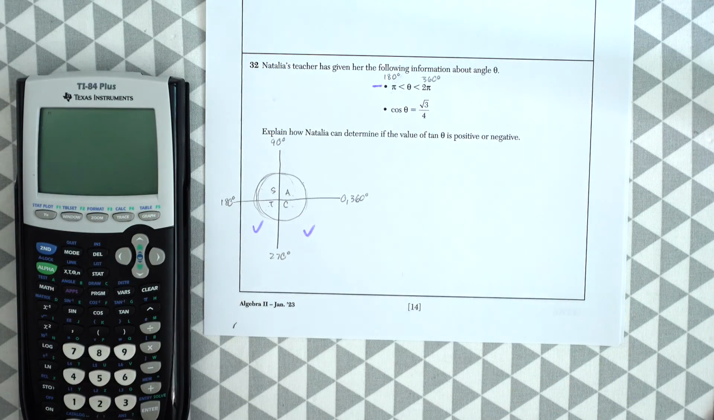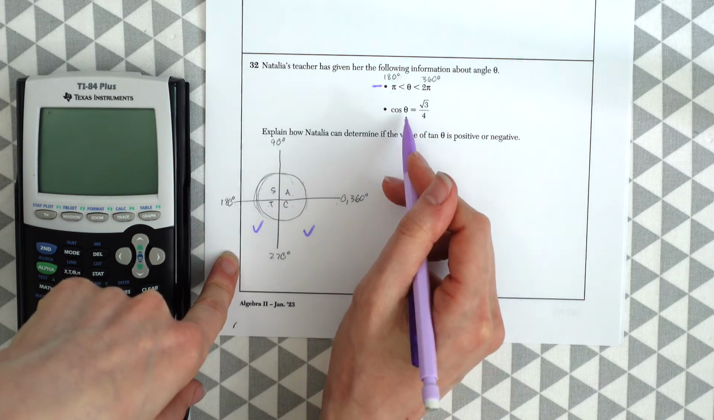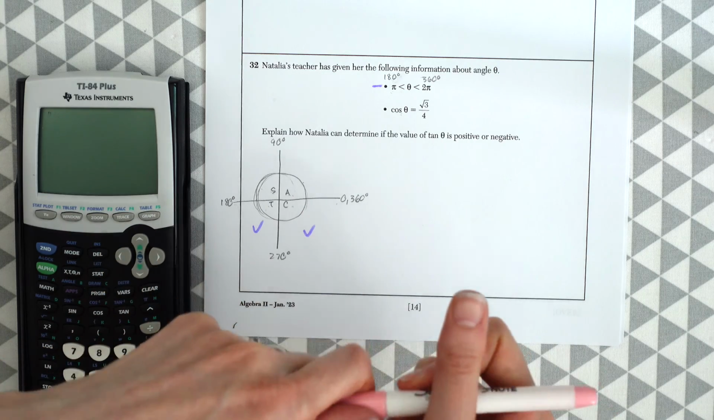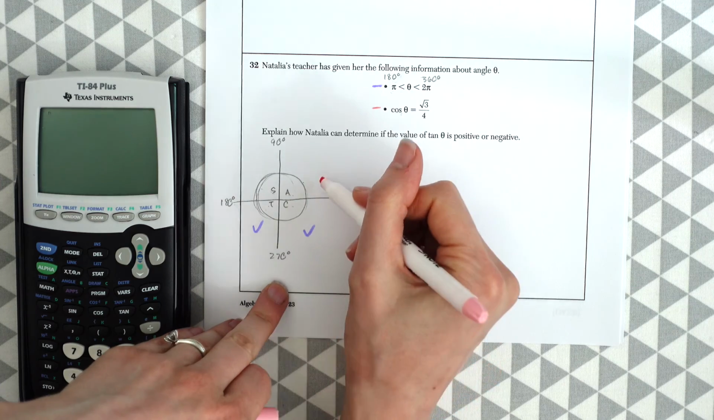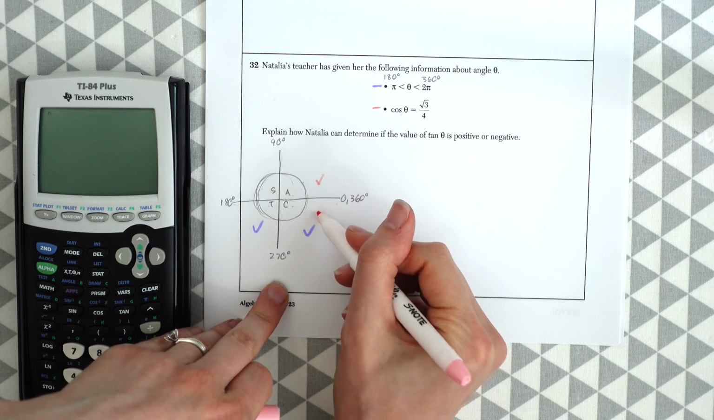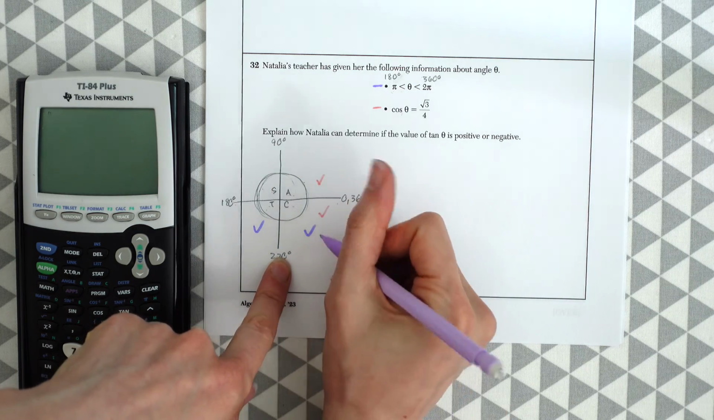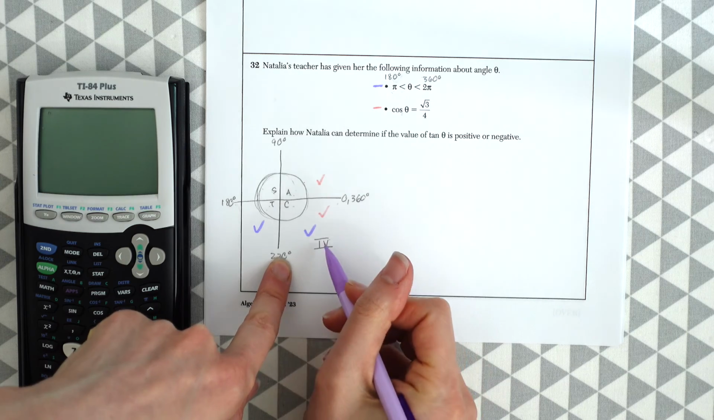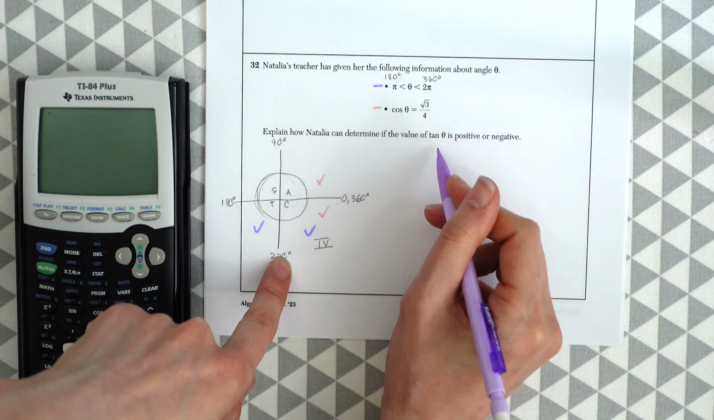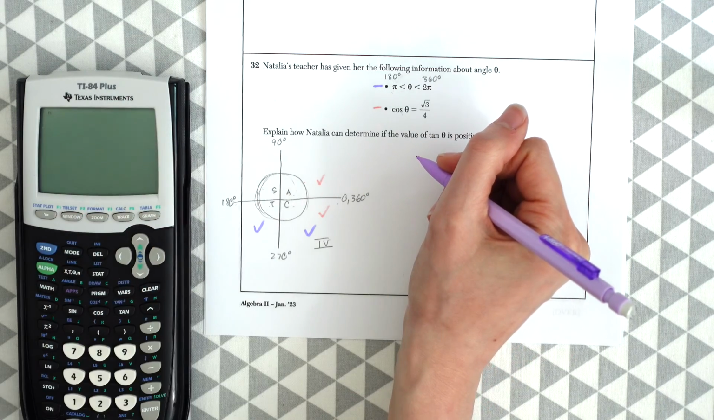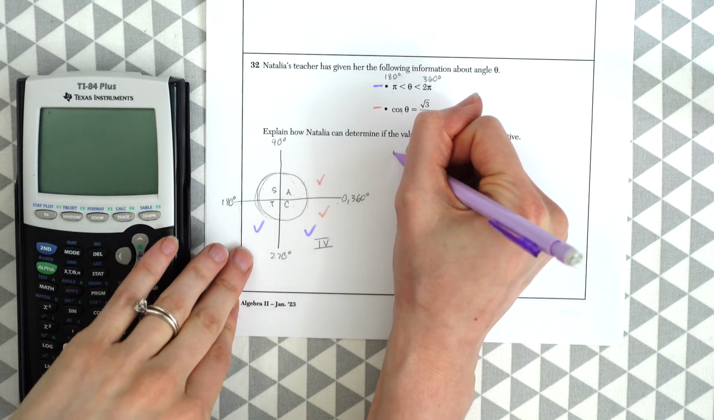Because here we have 180 to 360. And this next part, cosine of theta is radical 3 over 4, but notice that it is positive. So it's positive, so all the quadrants where cosine is positive is here and here. So the only one that overlaps is quadrant 4. So we know the angle theta is going to be in here somewhere, which means that tan is going to be negative. So we can write that in our own little words here.